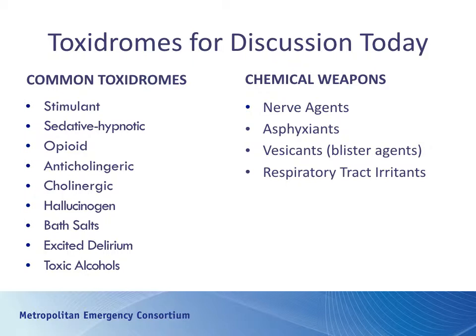And we'll talk a little bit about the toxic alcohols, mostly methanol and ethylene glycol, propylene glycol, both of which you may see in the field and need to be rapidly identified and treated, particularly at the hospital. We'll talk some about chemical weapons like the asphyxiants and nerve agents. We'll talk a little bit about the blister agents and some respiratory tract irritants.